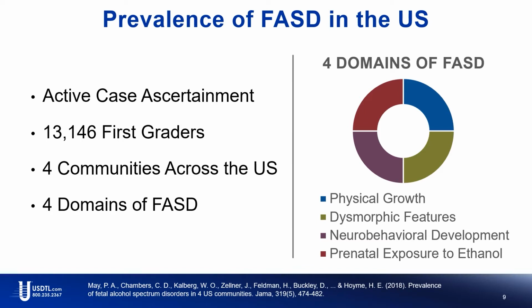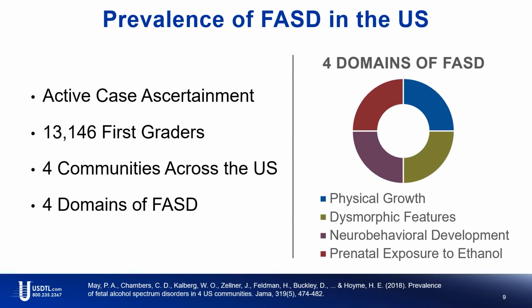So the next obvious question is, okay, so what's the prevalence of FASD in the U.S.? Here was an excellent study conducted by May and his team looking at the prevalence of FASD in 4 very different U.S. communities. It was an active case ascertainment, so they didn't wait for cases to come to them. They went to find the cases. They interviewed over 13,000 first graders, and they were looking for the 4 primary domains of FASD.